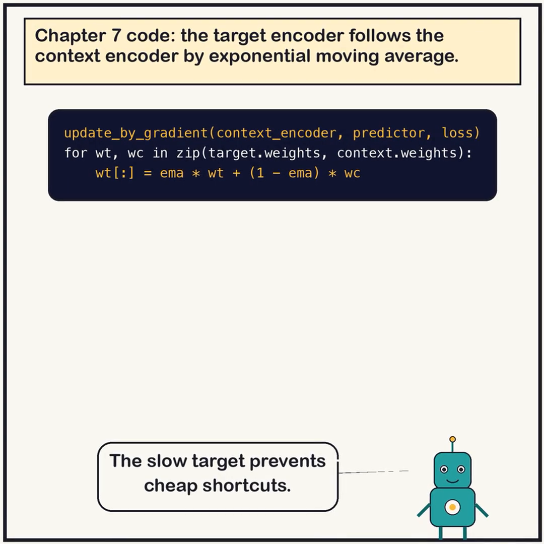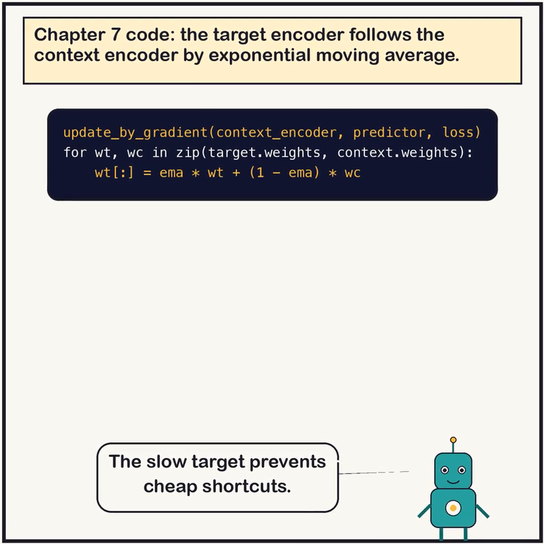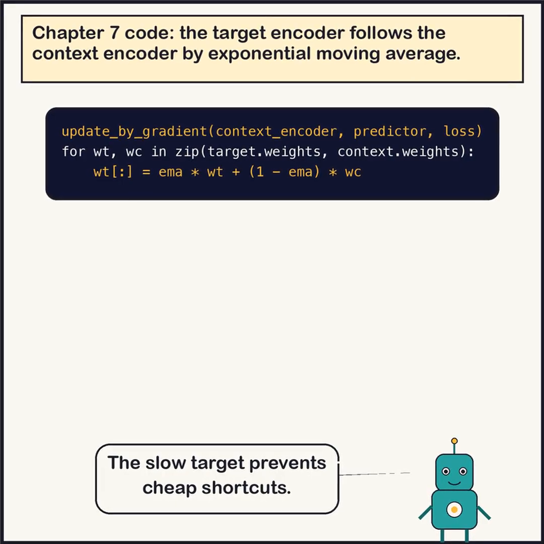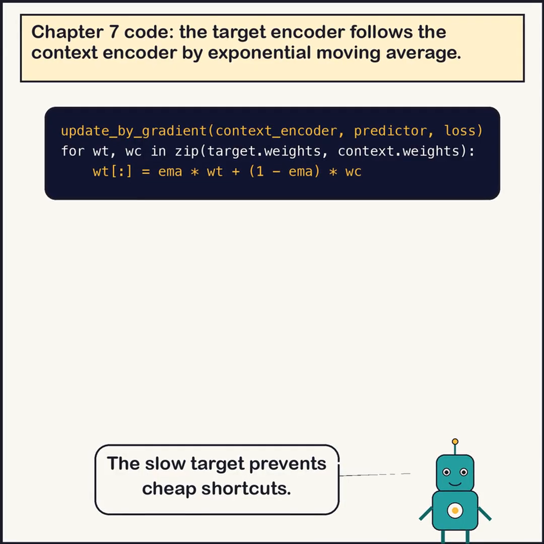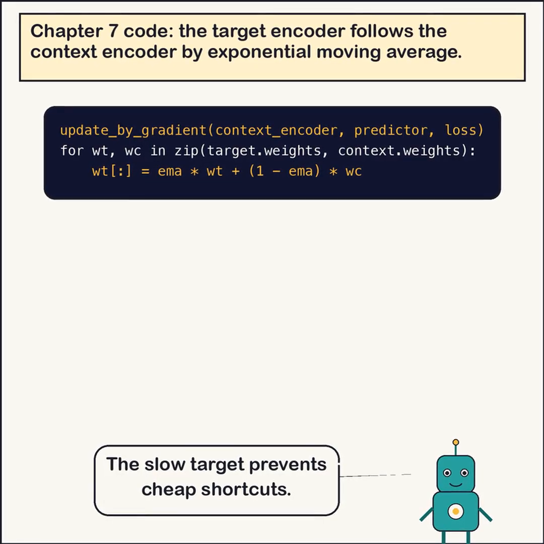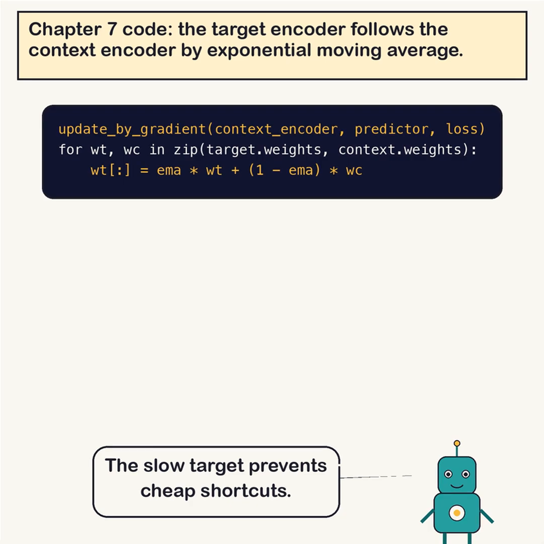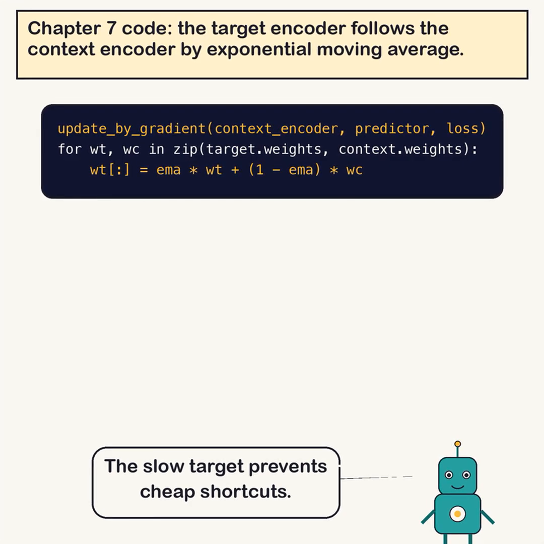After gradient descent updates the context encoder and predictor, the target encoder follows by exponential moving average. EMA times old target weights plus 1 minus EMA times context weights creates a slow teacher, reducing trivial matching shortcuts. The EMA target is a defense against collapse and instability.